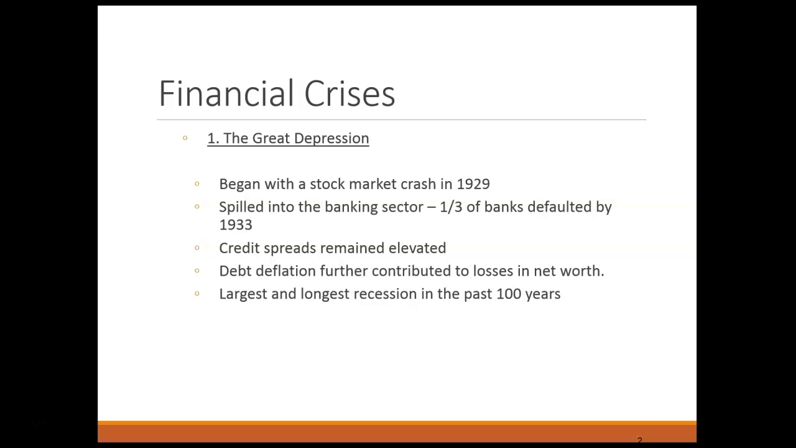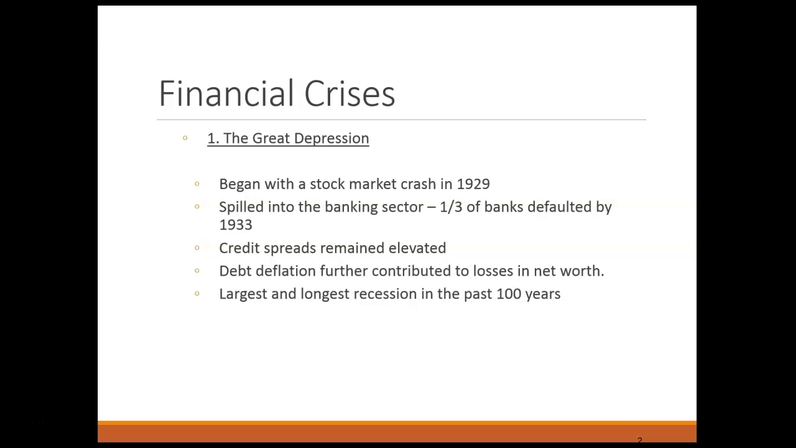Starting with the Great Depression, what we're looking at here is a crisis that began with a stock market crash on October 29, a Tuesday, known as Black Tuesday. Stock prices had been rising rapidly throughout much of the 1920s, and the still young Federal Reserve, which had only been established in 1917, viewed prices as excessively high. In response, the Fed tightened monetary policy, and as a consequence of that, stock prices collapsed sharply.